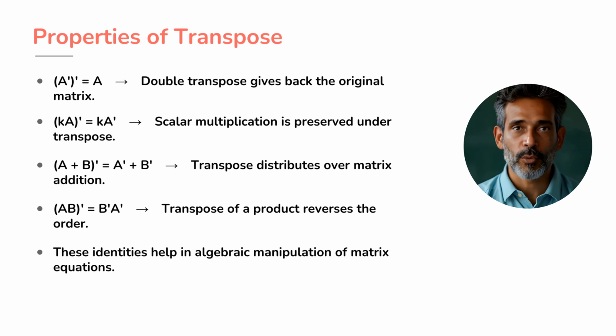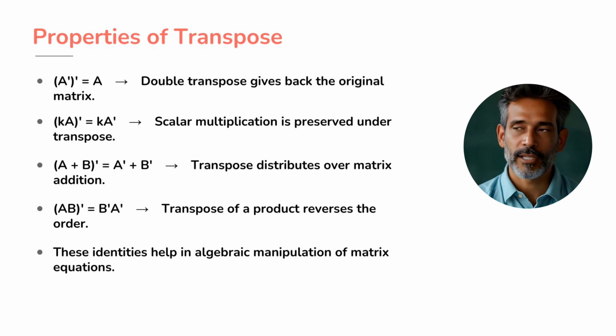Double transpose. If you transpose a matrix twice, you get back the original. That is, A transpose transpose equals A. Scalar multiplication. The transpose of a scalar times a matrix is the same as the scalar times the transpose. That is, kA transpose equals k times A transpose. Addition, transpose distributes over matrix addition. A plus B whole transpose equals A transpose plus B transpose.